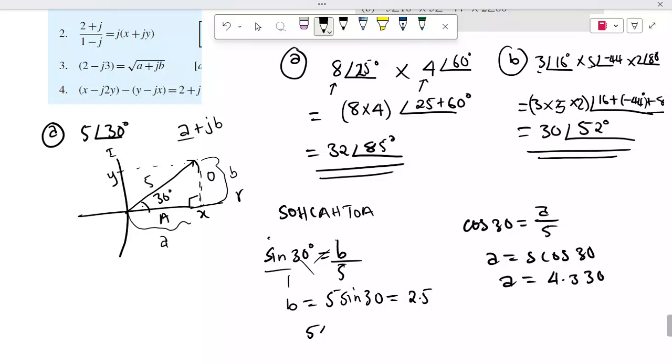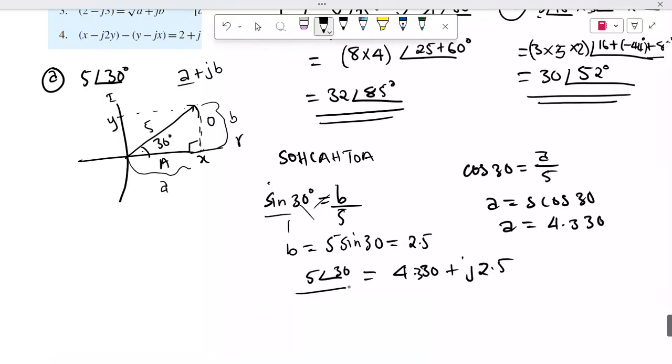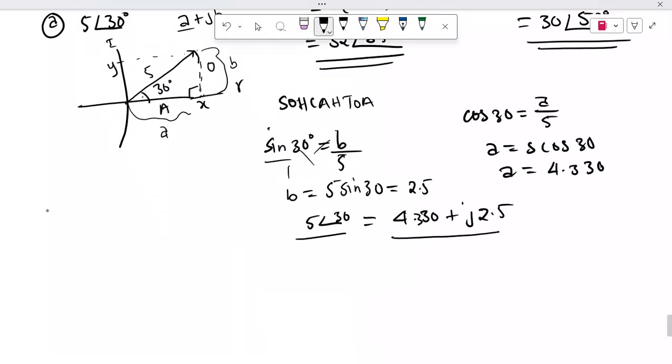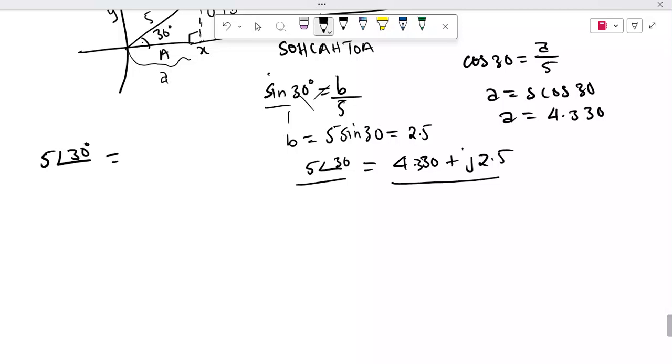So now we write 5 at an angle 30 is the same as A 4.30 plus jB, B is 2.5. Okay, so you express this in this form. It's very easy. So if you're given, let's say 5, you are taught to express it in terms of A plus jB.